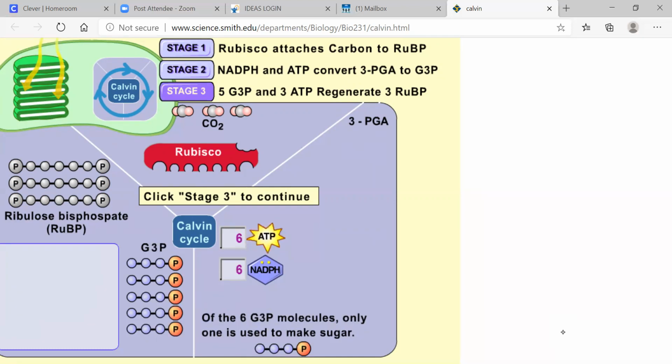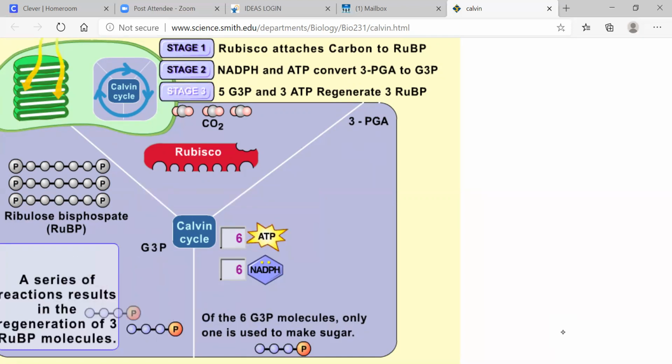All right, here's the third stage. The regeneration of RuBP. Okay, so let's go back to your notes, finish them off.